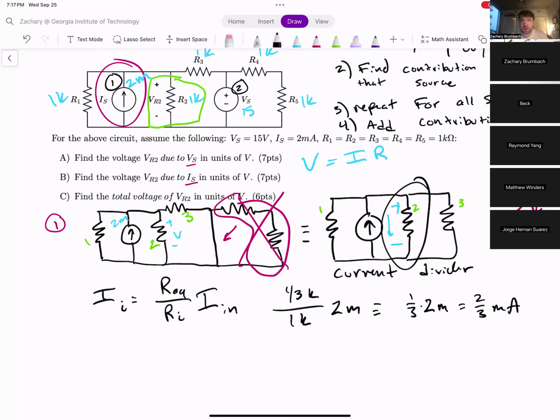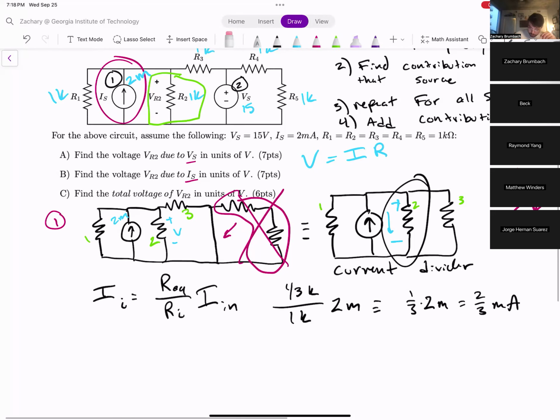Where, for example, if you have 1 kilo ohm and 2 kilo ohms in parallel, you would get the opposite part current. So the 1 kilo ohm would get 2 parts current, and the 2 kilo ohm would get 1 part current. So into 3 parts, you get 2/3 going through 1 kilo ohm and 1/3 going through the two. But this is always the formula you use here.